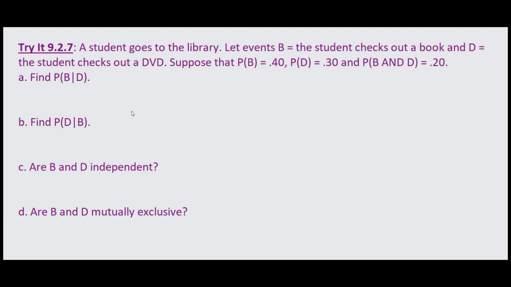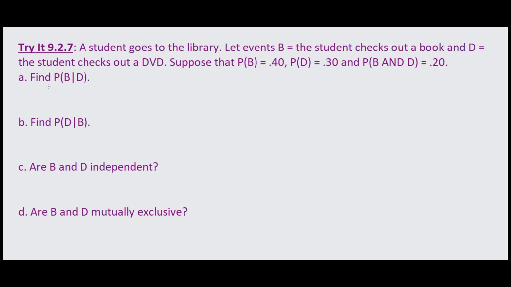In this exercise, we're told that a student goes to the library, and we're asked to let event B equal the student checks out a book, and event D equal the student checks out a DVD. Suppose that the probability of B, the probability the student checks out a book, is 0.40. The probability of D, the probability that a student checks out a DVD, is 0.3. And the probability of both B and D, so checking out a book and a DVD, is 0.20.